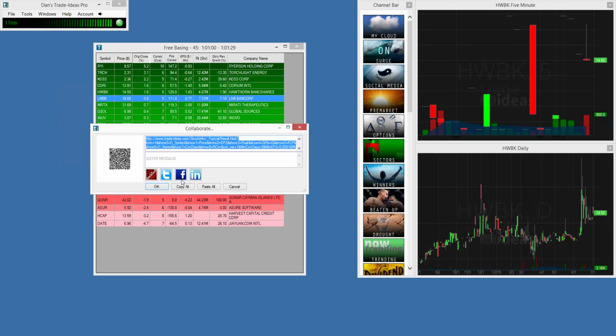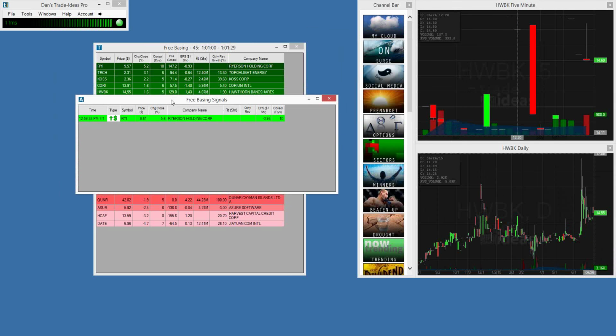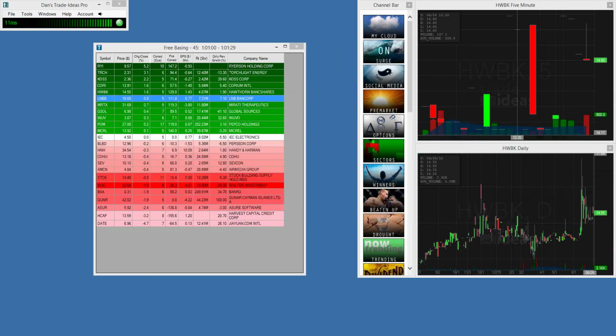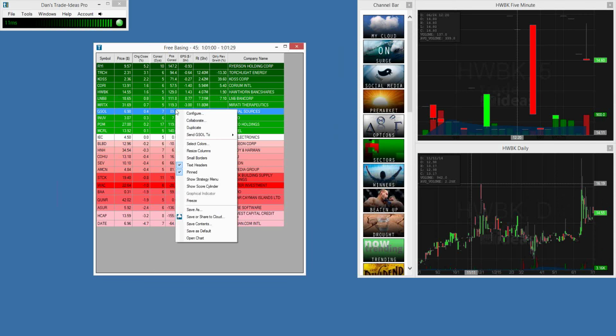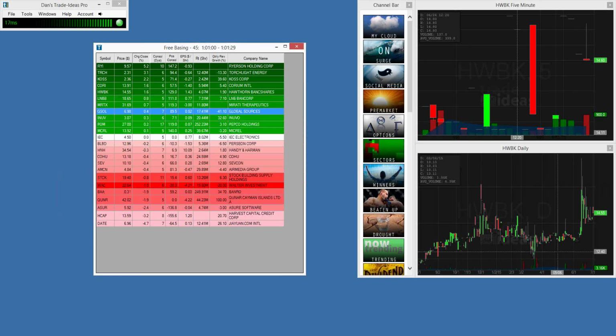So I can copy, I say copy all, so it copies that string. And then I select a new alert window. And that's opening up in my other screen. And paste it in to get a system signal. Okay? So in other words, when you collaborate, right-click collaborate, I'm just doing it again, copy all.